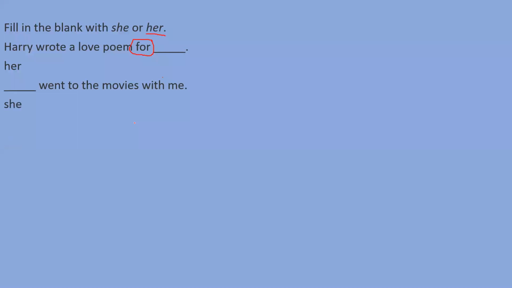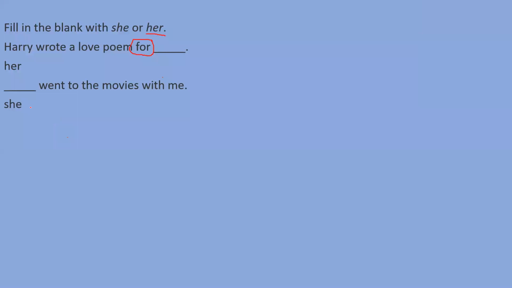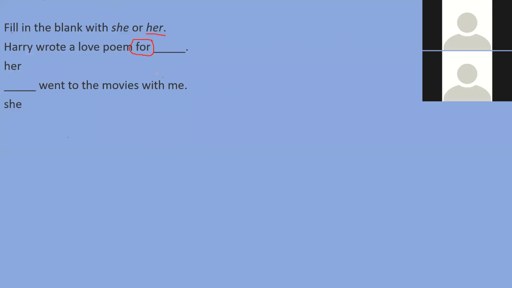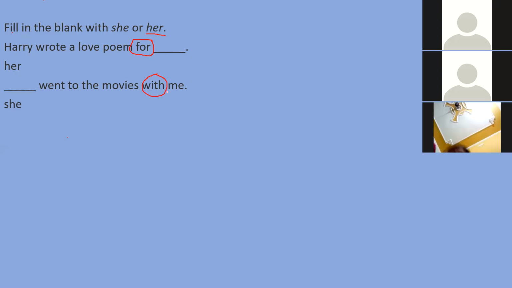Right answer. She will come here because there is a need of a subject. That's why we need to write here she, not her. She went to the movies with me. Okay, so here also you can see that with is written here, a preposition, and after that you can notice that we have written me here because me is objective case pronoun.